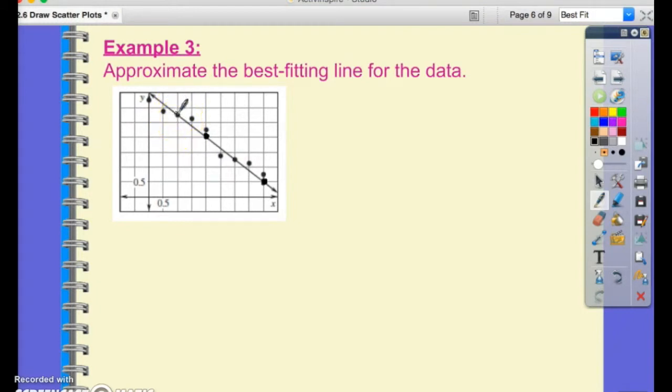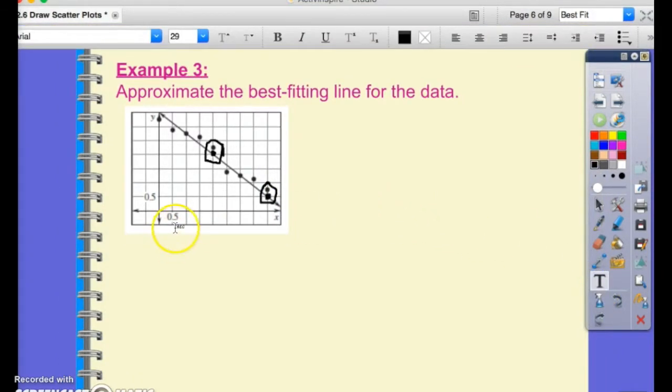So I would actually pick 2 points that fit nice and neat, and it makes our math a little easier. So these 2 points that I wrote, we're going to find out what they are as an ordered pair, and we're going to do the equation of the line. Now be careful, we're going by halves.